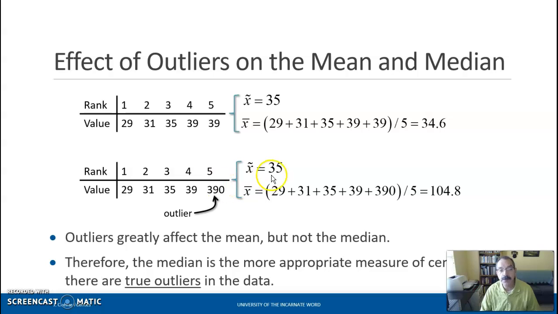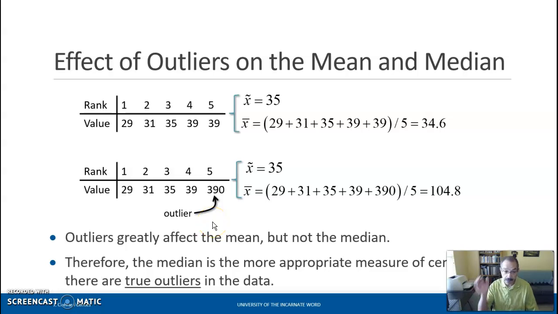Now look at what happens to the median. Again, we're not paying attention to the magnitude of the values. We're only paying attention to the position of the values in the rank order. So the median does not change at all. But look at what happens to the mean. This number really increases the summation of these values divided by 5. And look at what happened to the mean: it is almost 3 times as big as before, just because of this outlier.